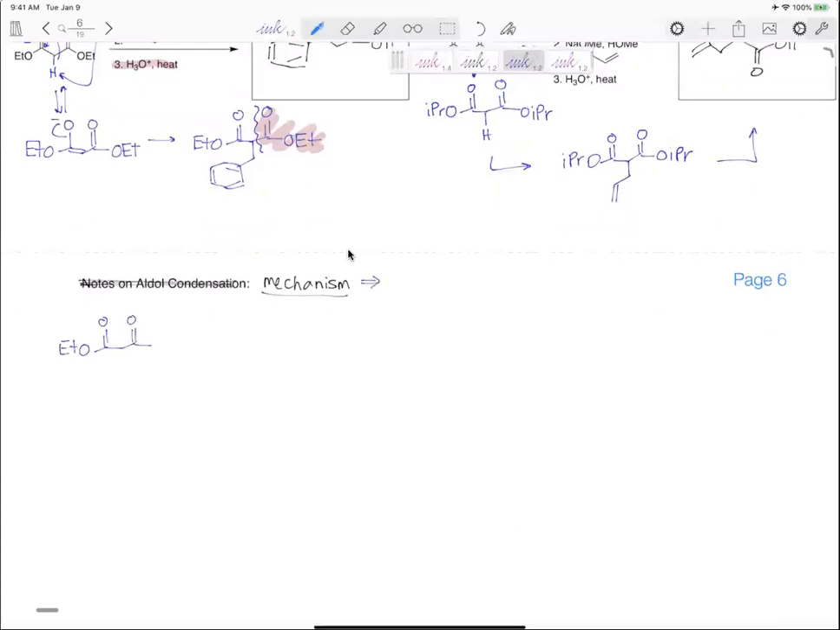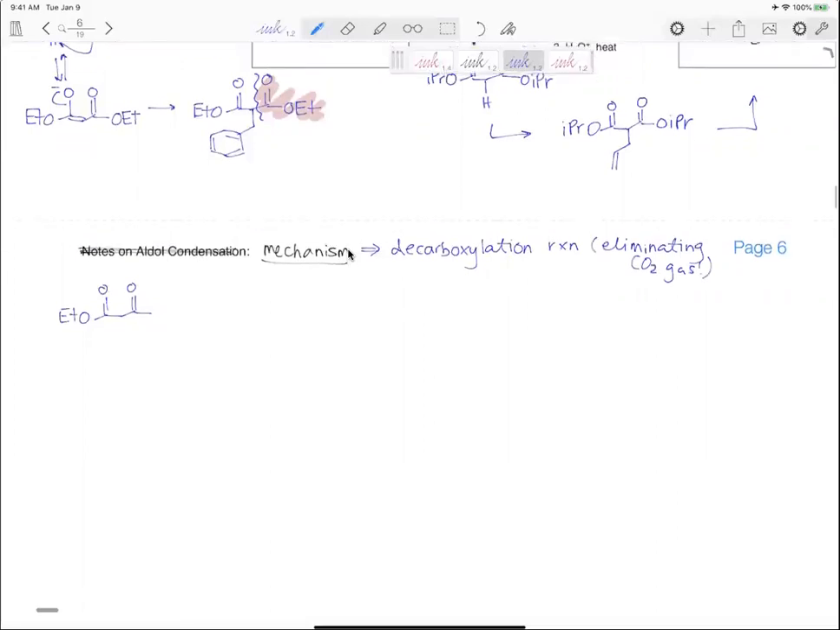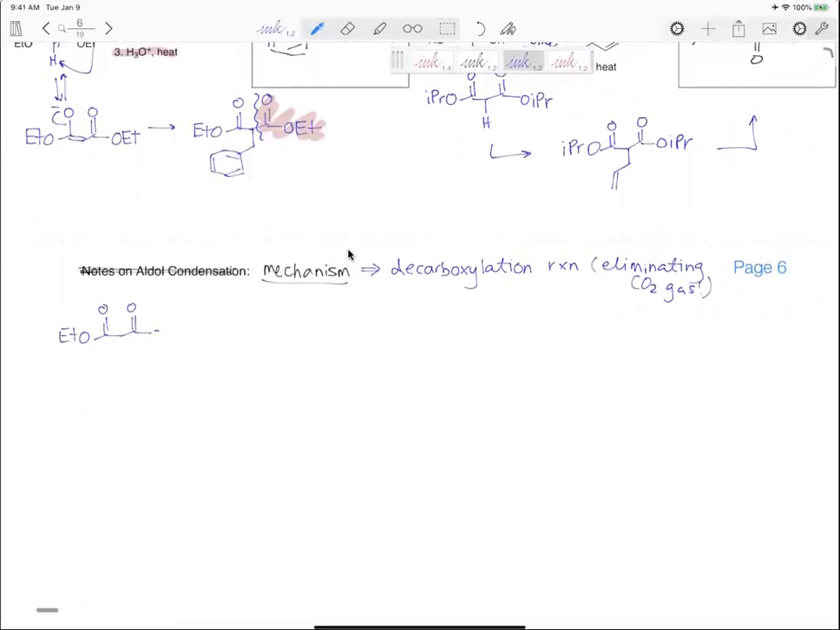Now, this reaction is also called a decarboxylation reaction. Why? Because we're eliminating CO2 gas. So this is what you need to form in your mechanisms. If you don't see a CO2 at some point, you are doing it wrong. Okay, so let's go ahead and do this first. Okay, what kind of conditions do we have?